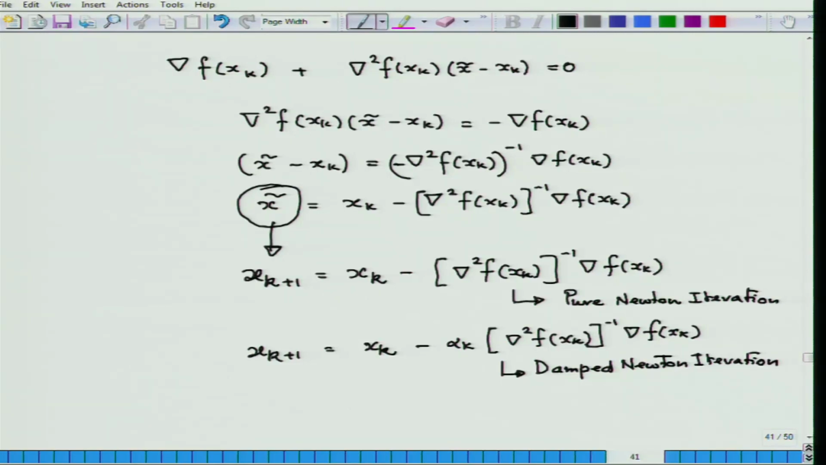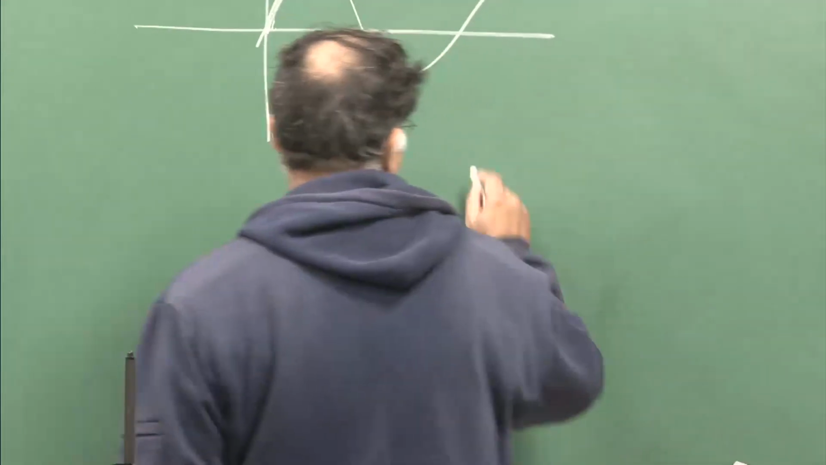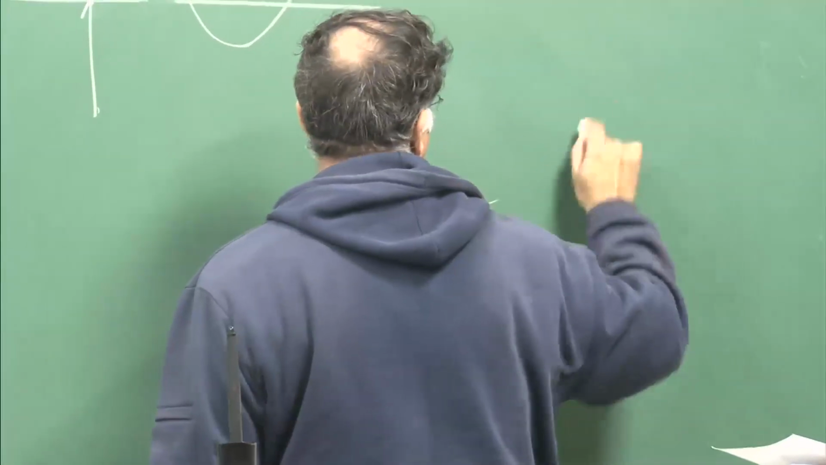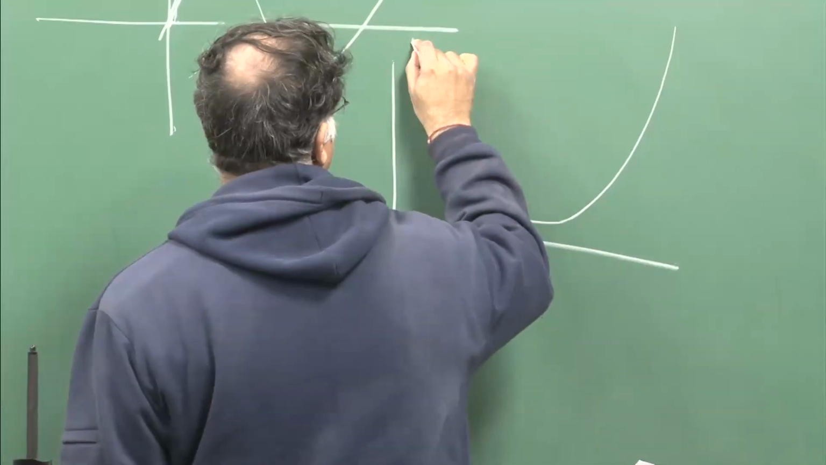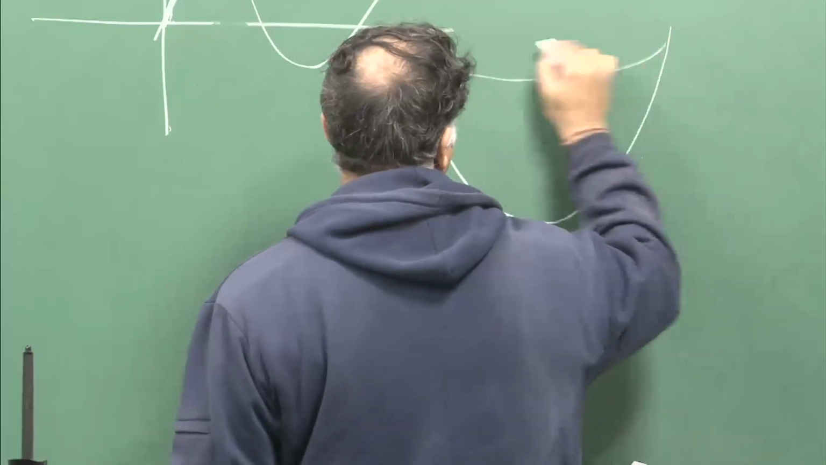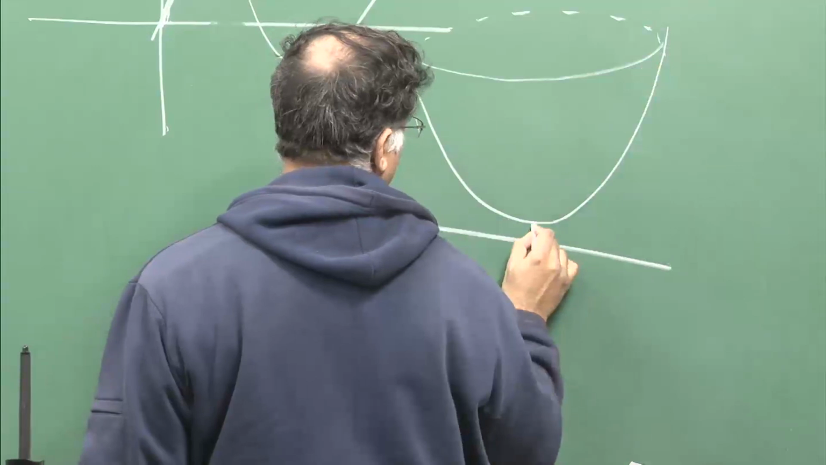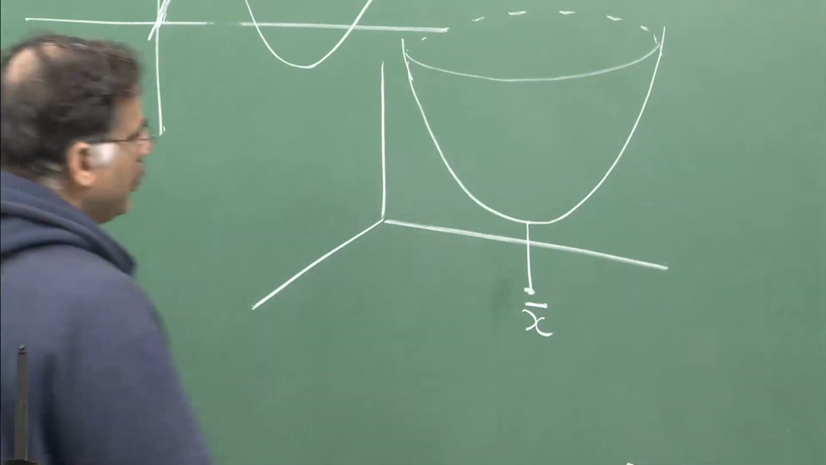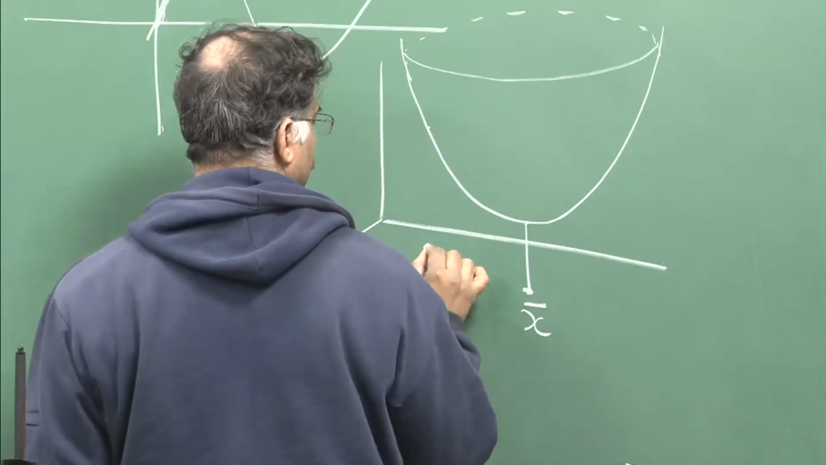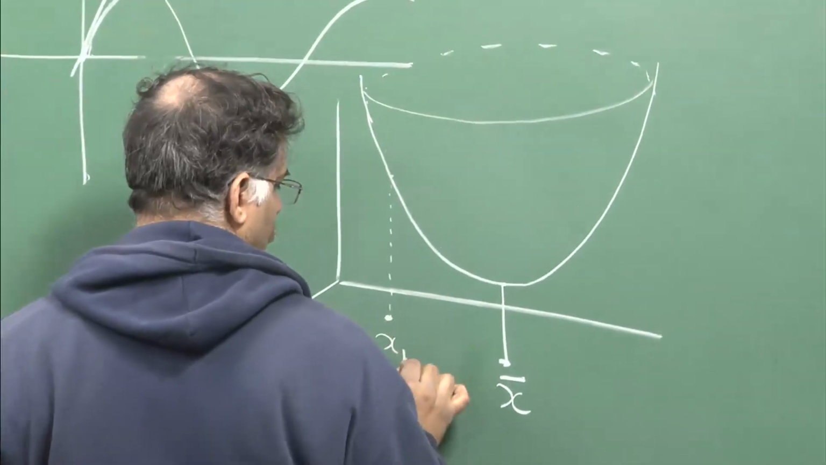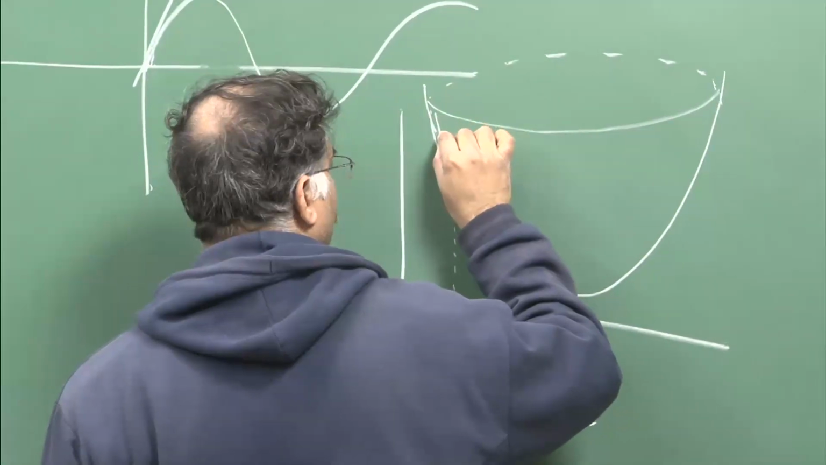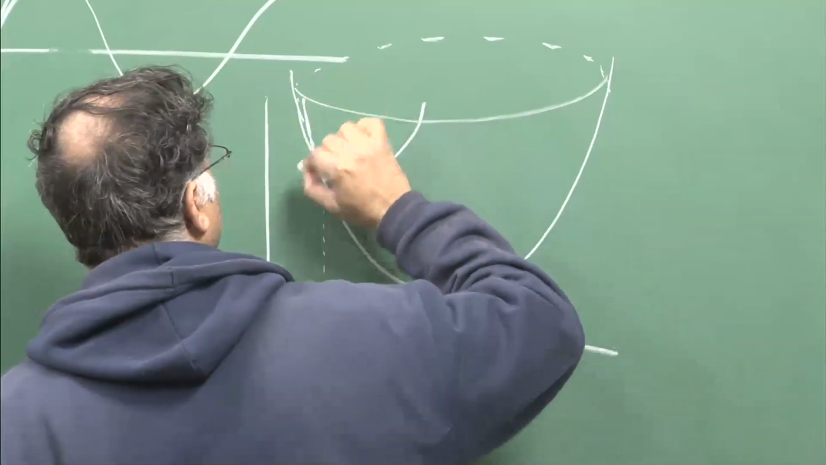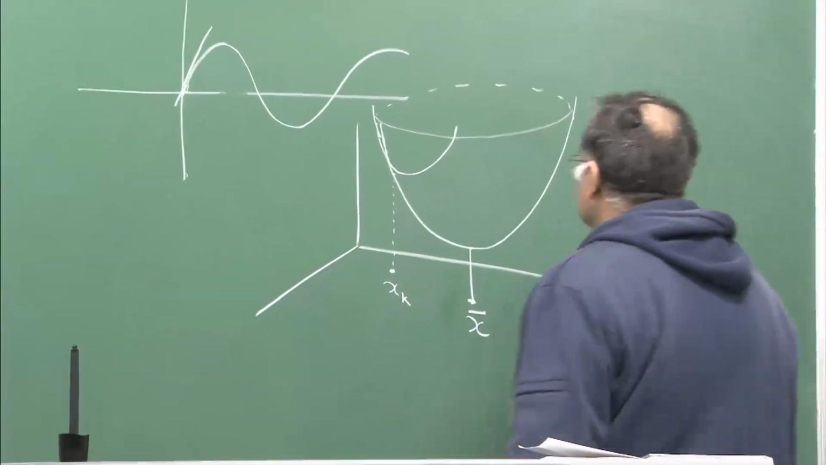What is the geometrical idea behind this? The geometrical idea is possibly of this form. Suppose you are trying to minimize some sort of paraboloid or some nice looking function of this form. I am just trying to give some sort of 3-dimensional viewpoint. So, the actual minimizer is here, and you are now at some xk here.